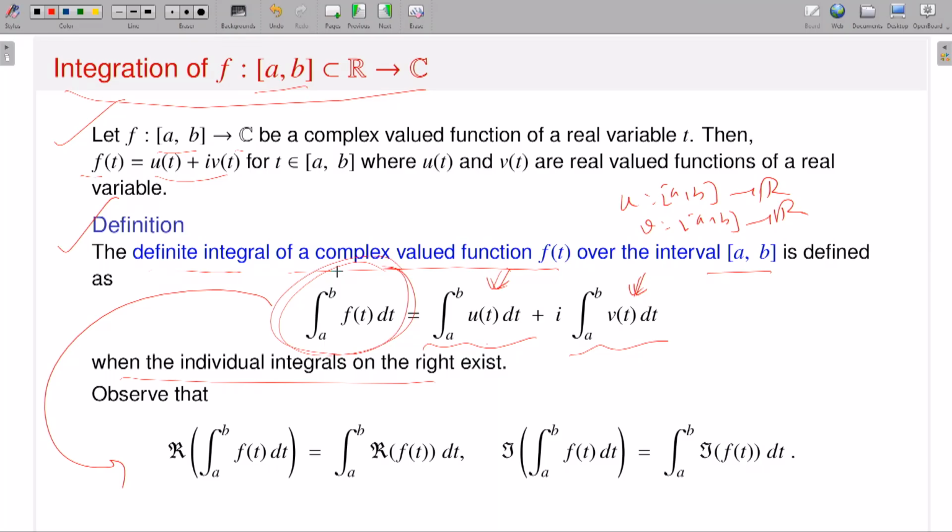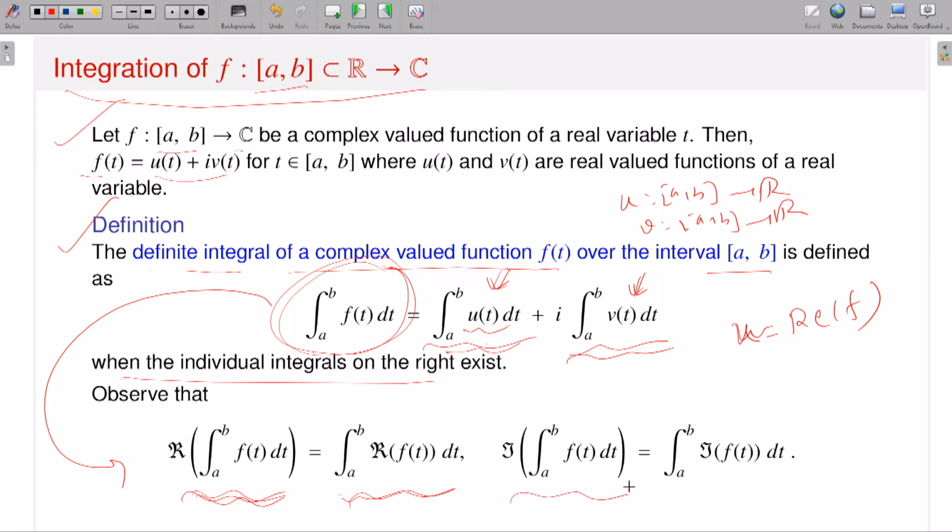If I have this definition, one thing is quite clear. The left hand side is a complex number whose real part is the integral from a to b of u(t) dt. But what is u? Look, f is u(t) + i v(t), so u is nothing but the real part of f. Therefore the real part of the integral is nothing but the integral from a to b of the real part of f(t) dt. That means in some sense I can push the real part inside the integrand.